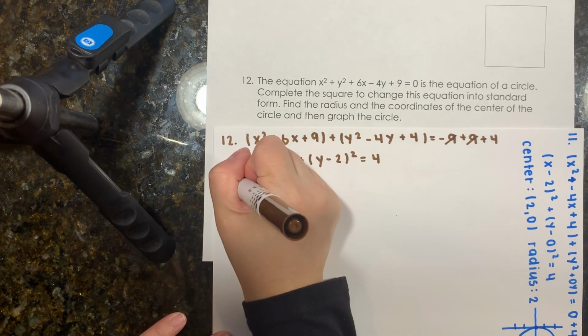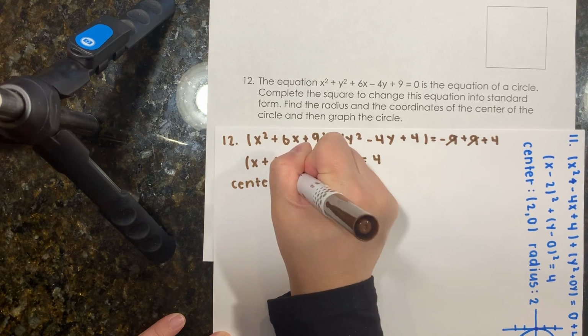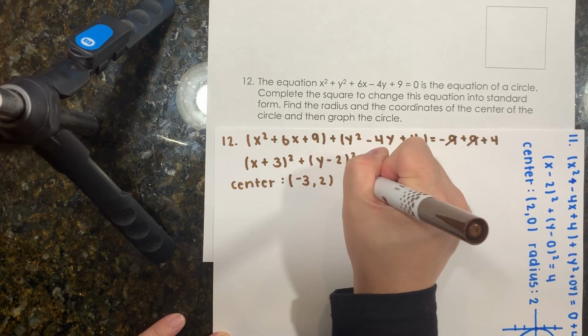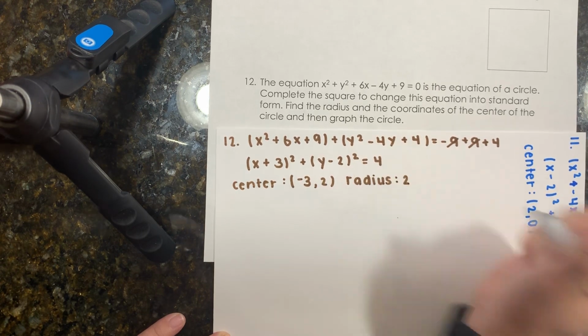Now the coordinate for the center of the circle, again, is the opposite of what's in the equation. So that would be negative 3 comma 2. My radius is just the square root of the right-hand side. So in this case, it's also 2.